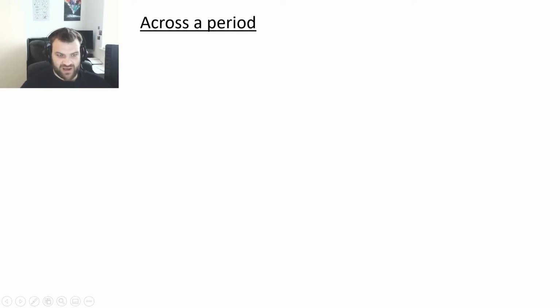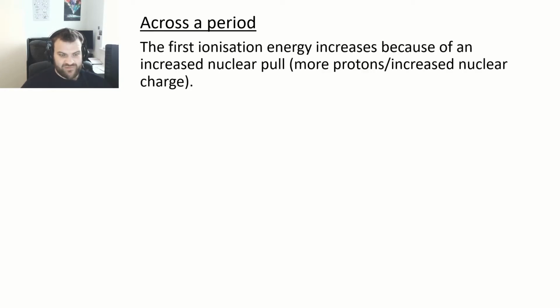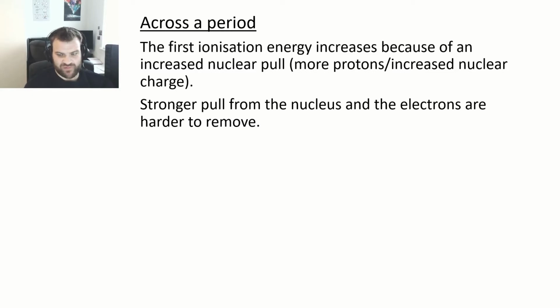Again, we're going to look at going across a period and explaining the trends that we've got. The first ionization energy increases because we've got an increased nuclear pull. That's more protons, increased nuclear charge. There's more protons in the centre pulling on the electrons, so we have a stronger pull from the nucleus, and the electrons are harder to remove.